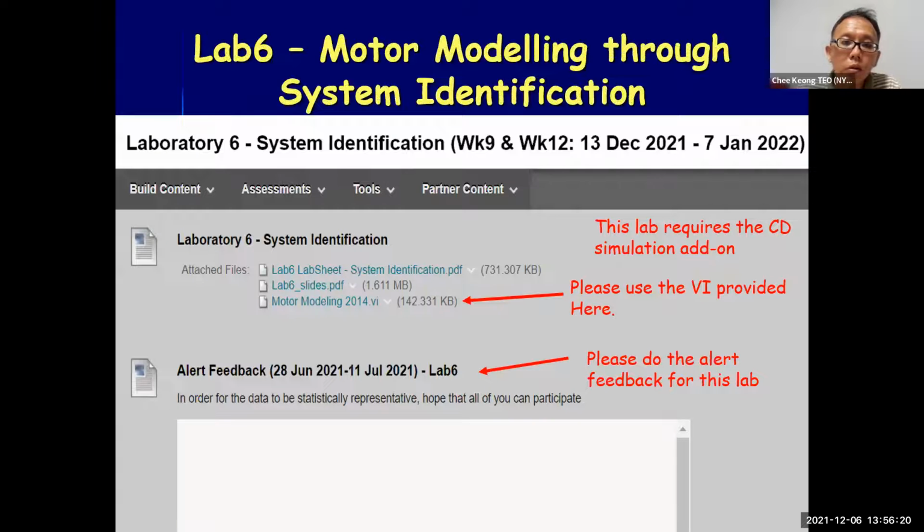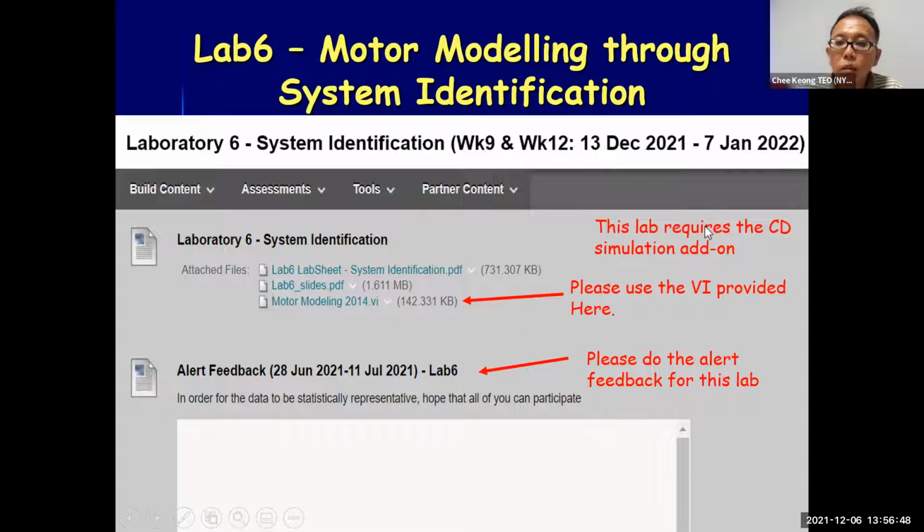So again, in your Blackboard, you should be able to see the lab sheet, which is system identification. You follow the detailed steps based on this. And you have the slides, which is this particular slide that I'm sharing with you right now. Of course, for this lab, I don't need you to connect the VI. The whole VI is given to you. It's called Motor Modeling 2014.vi. So please use this VI to run the actual lab.